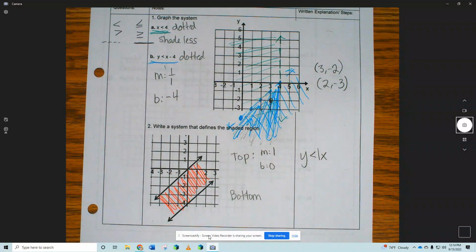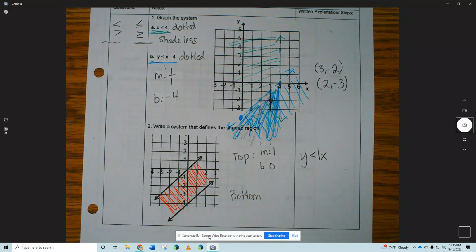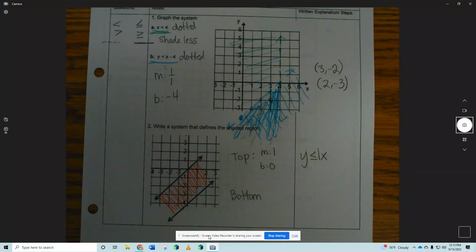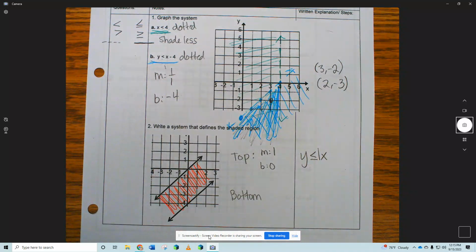Does it have a line underneath it? Is it a dashed line or a solid line? That tells us if we're going to do less than or equal to or just less than. It's solid, so that means that it's going to be a less than or equal to. So that's the equation for the top line.